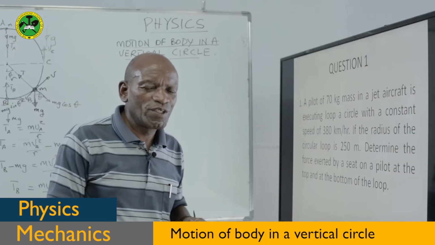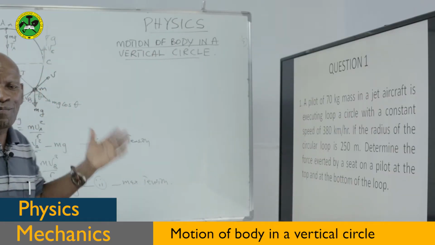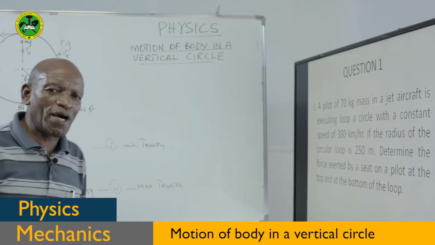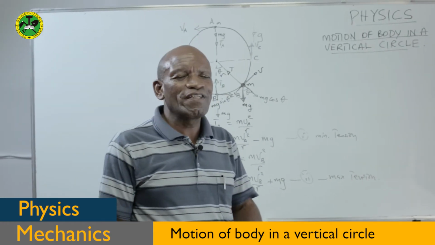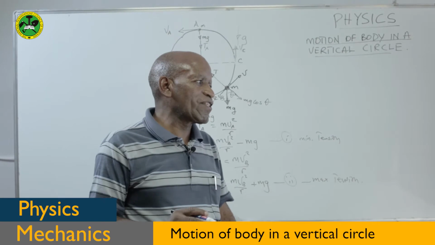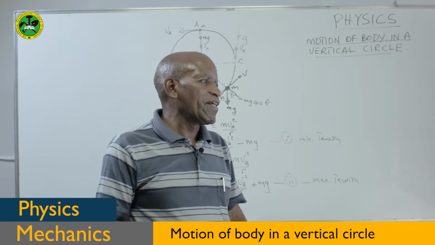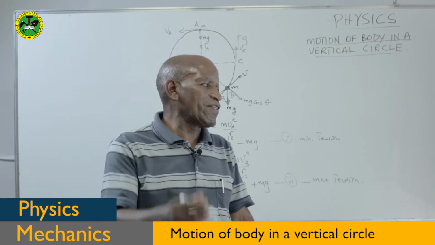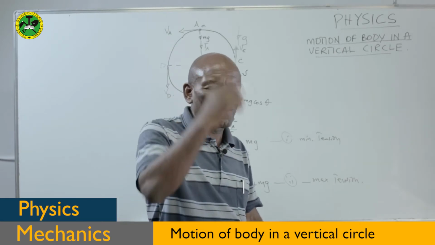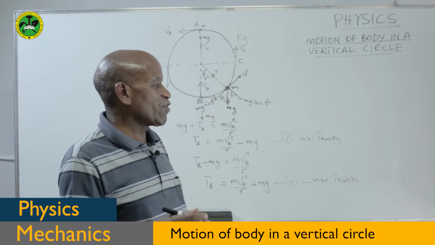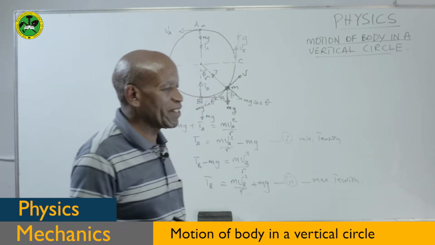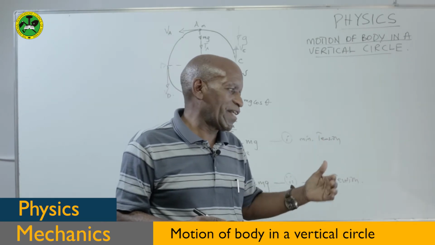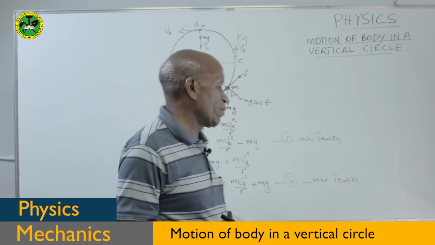This question takes us to what I have already mentioned, that we have a pilot of 70 kilogram mass in his jet aircraft, now executing a loop of a circle with a constant speed. This is a vertical circle, with a constant speed. Now, the radius of the circular loop is 250 meters, and we need to determine the force exerted by a seat on a pilot at the top and at the bottom of the loop.